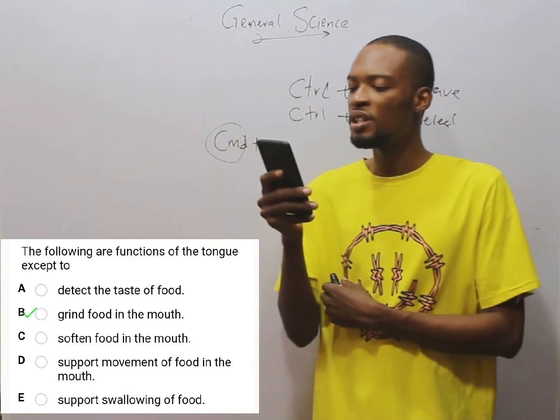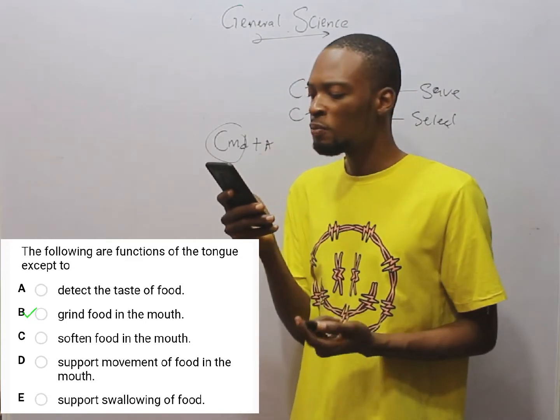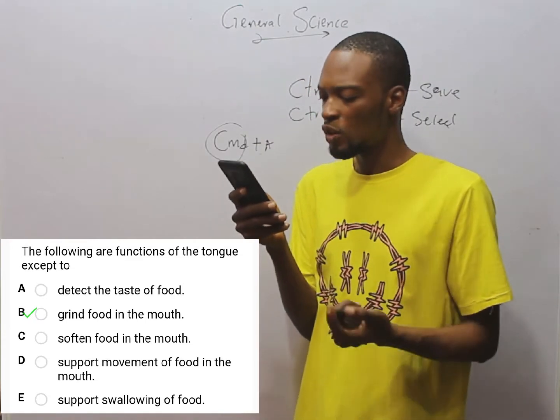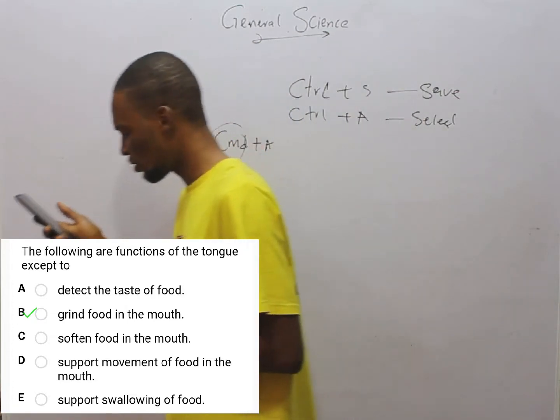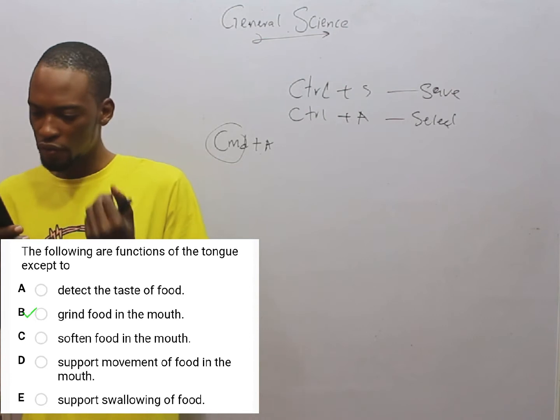C. Soften food in the mouth. Yes. Support movement of food in the mouth. Yes. Support swallowing of food. Yes. So the tongue supports the following function except grinding of food.